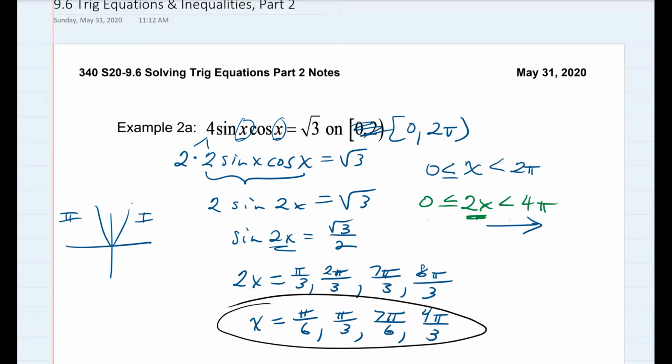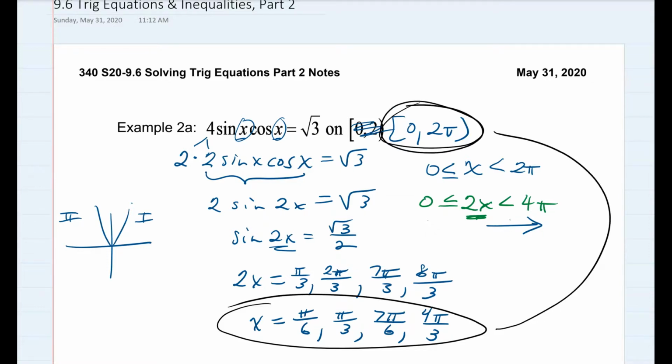And notice, if we think back to our original constraint up here, that we're between 0 and 2 pi, we are good. It works. We're fine. And that's how that works.